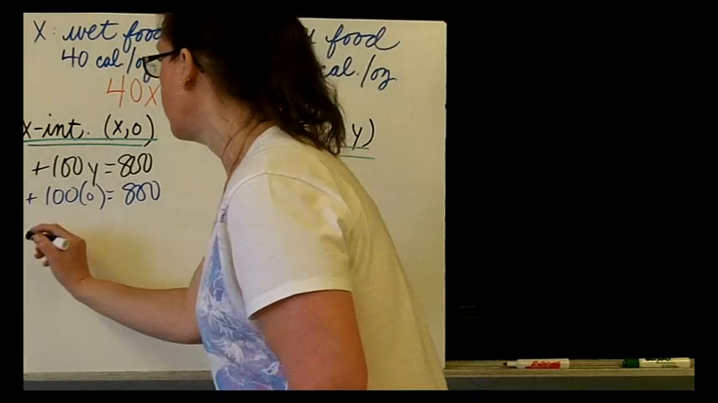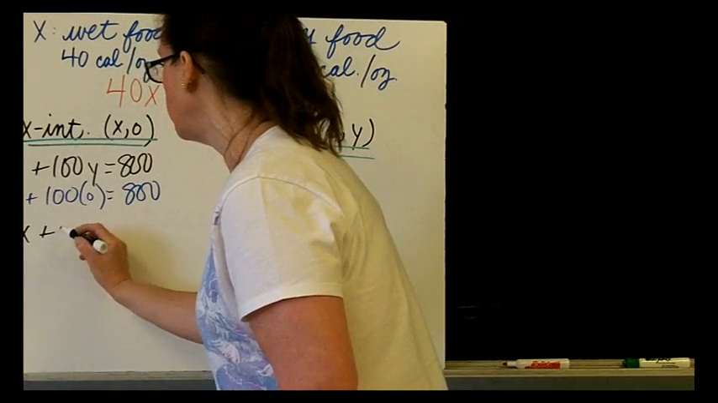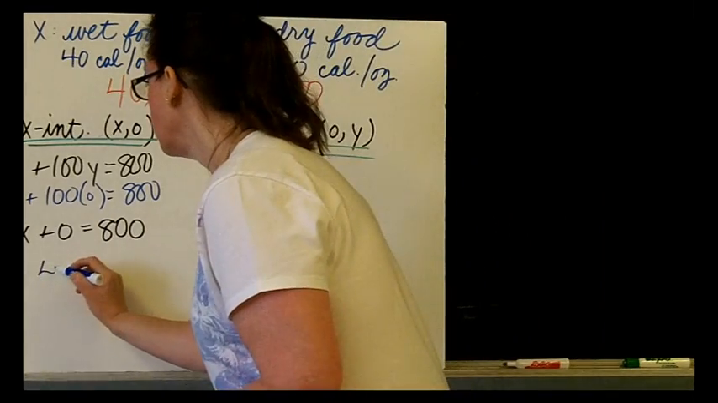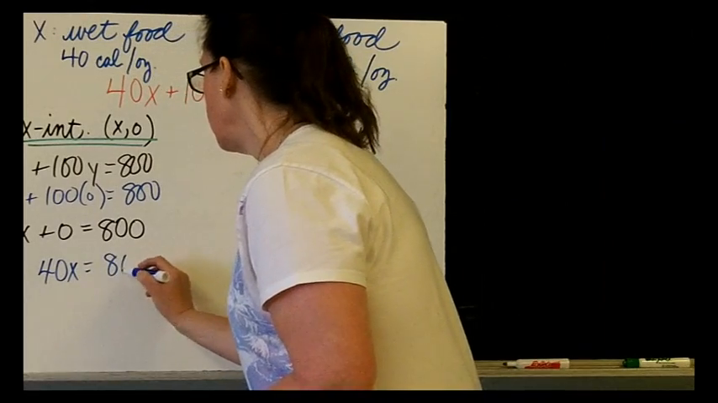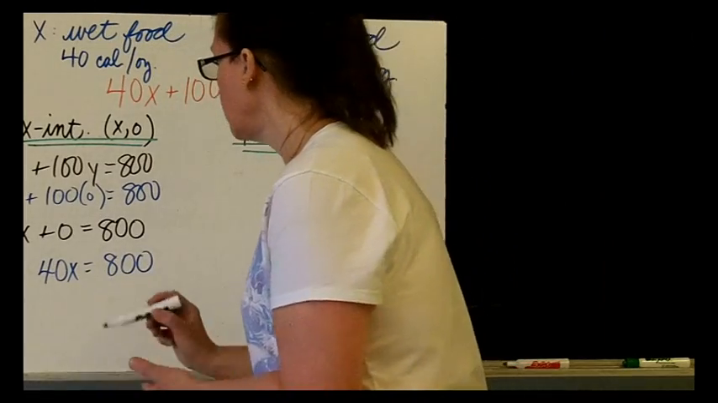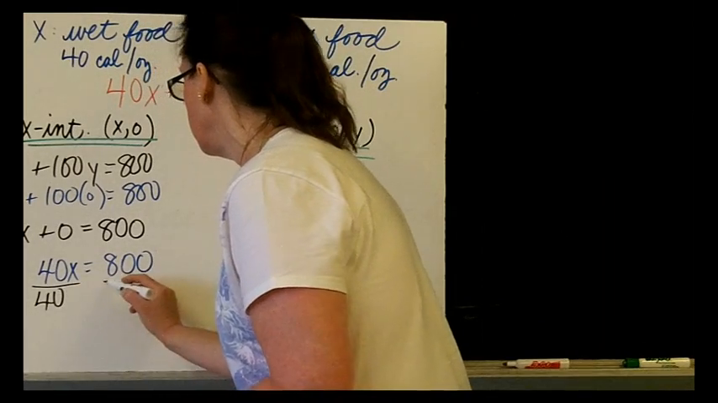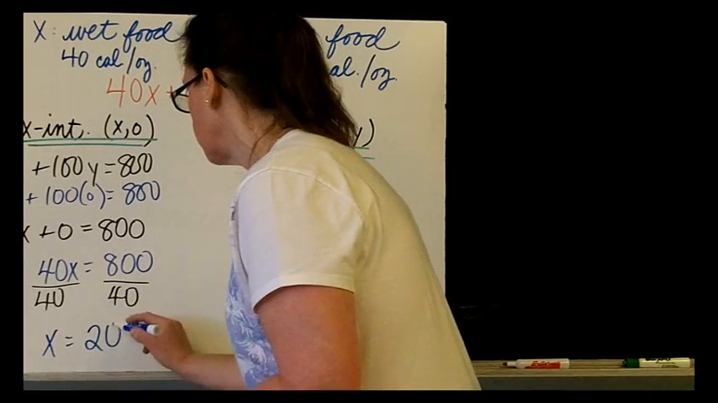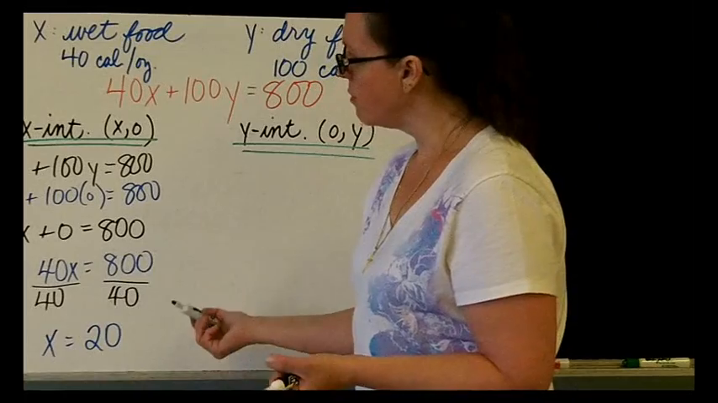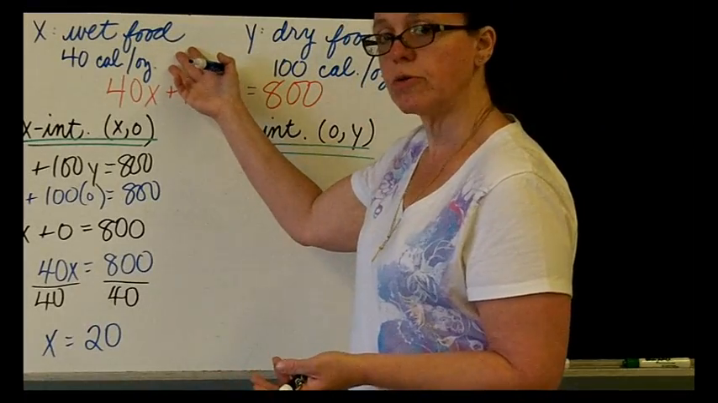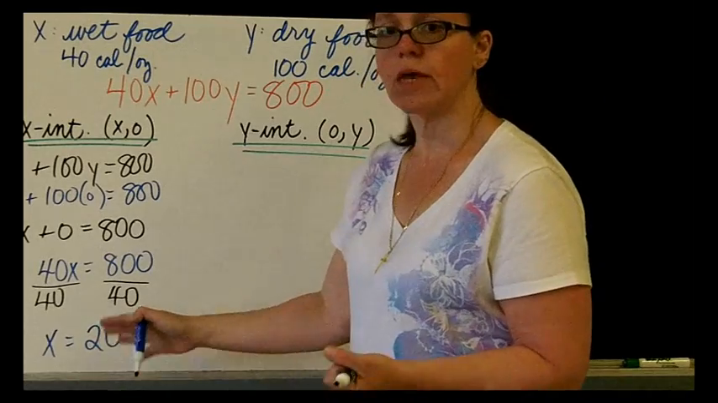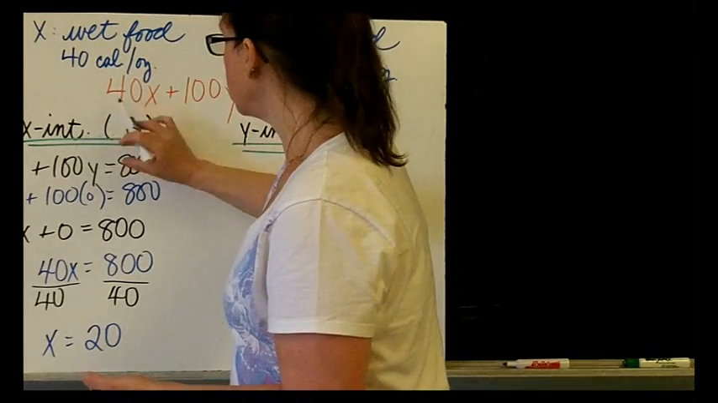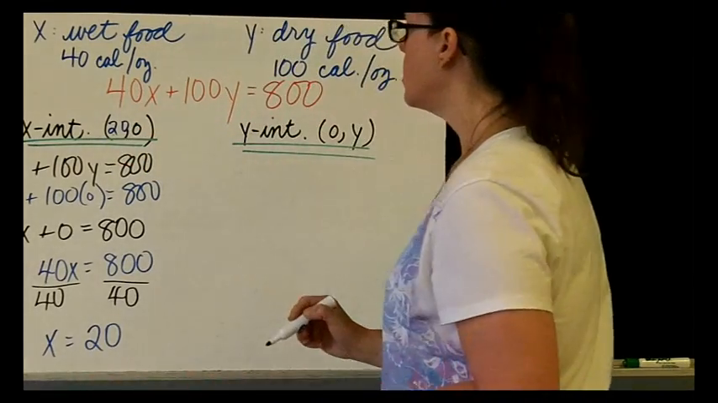Our next step is to simplify. So our 40x still doesn't change. Now what we have is 40x equals 800. We divide both sides by the coefficient 40. And we know that x equals 20. What does this mean? It means that if we fed our dog only wet food, then he can have 20 ounces and no more, no less. So on our line, our x-intercept is (20, 0).